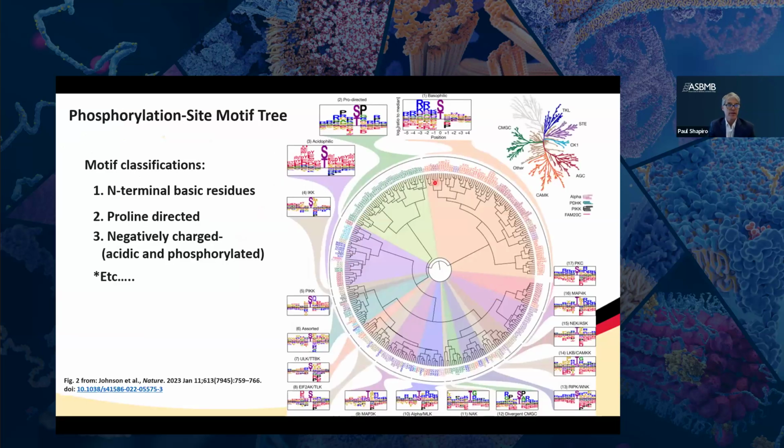And they came up with this motif tree. And so they had classifications. They had N-terminal basic residues. That would be this first one here. So the serine threonine kinases, they got basic residues that drive the interactions. They have proline directed. That would be the examples of the MAP kinases. They have negatively charged residues. That would be here, like phosphorylated residues or other acidic residues. But I think what you can see is that each one of these categories have a lot of different kinases. So there's got to be more in determining what is involved in the interactions between kinases and substrates.